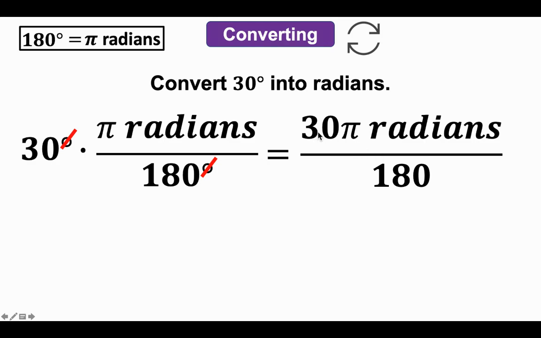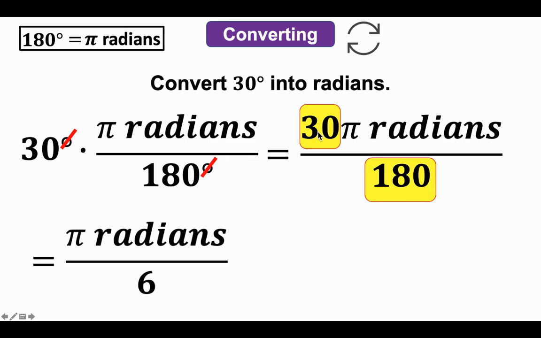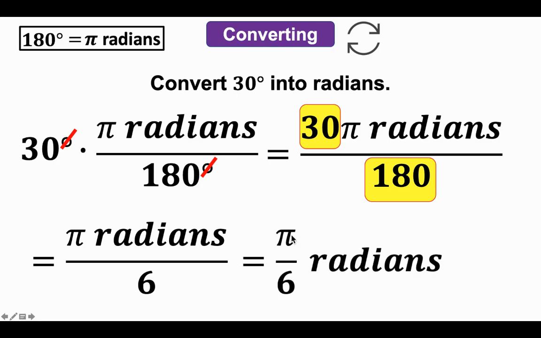And you're going to look at just 30 and 180 and simplify this just like you would a regular fraction. And you get 1 over 6. So you get just 1 times pi is just pi, so pi radians over 6. Now, normally we like to write our units. So this is a radian off to the side. So just pi over 6, and then just write your radians off to the side.